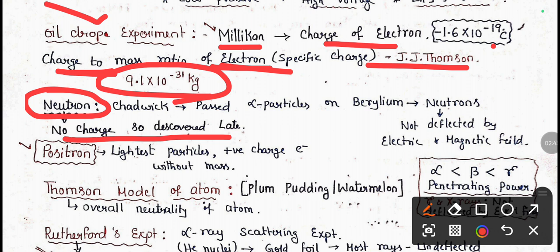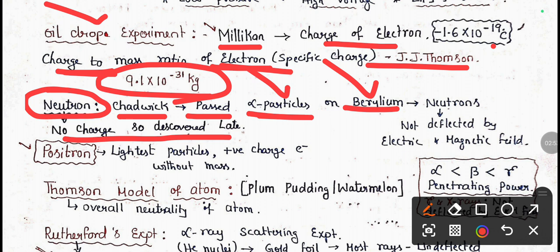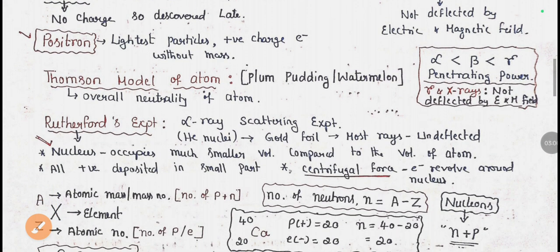Neutrons were discovered by Chadwick. How did he discover them? He passed alpha particles on a sheet of beryllium. When he passed alpha particles on the sheet of beryllium, neutrons were emitted, and these neutron particles are not deflected by electric and magnetic fields because they do not possess any kind of charge. So this is how the neutron was discovered.